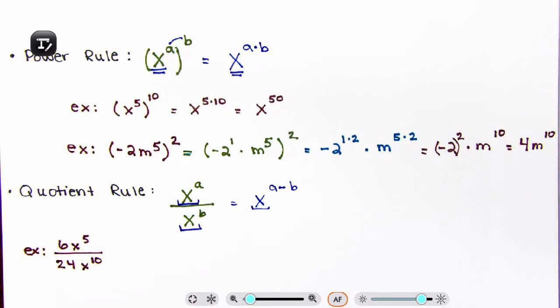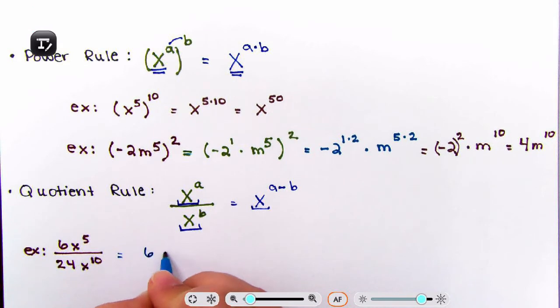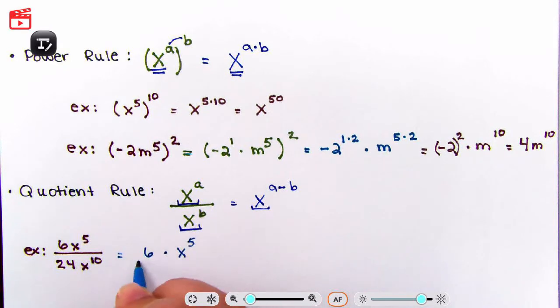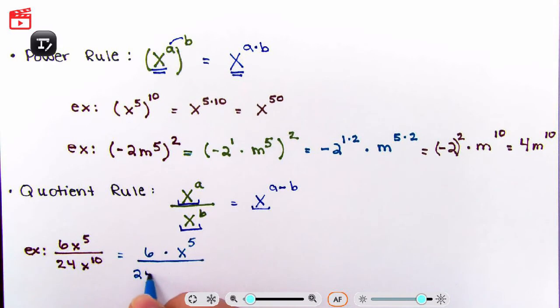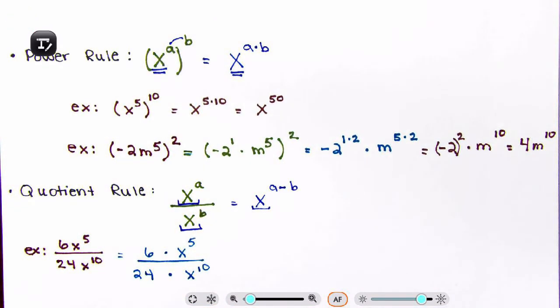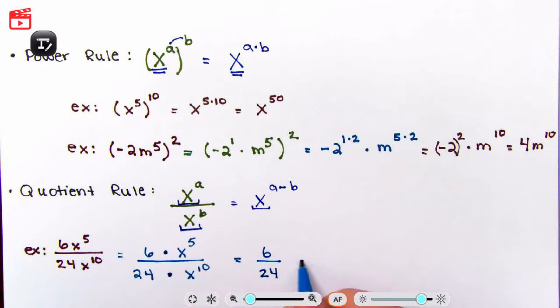So how do we separate them out? I'm going to have 6 times x to the 5th power, and for the denominator I have 24 times x to the 10th power. I cannot apply the quotient rule to stuff that doesn't have the same base. We can, however, separate them out because multiplication and division are key. Multiplication is key. We have multiplication here, therefore we are able to separate them out like this, and continue to separate them out like this. So 6 divided by 24, and we have x to the 5th divided by x to the 10th.